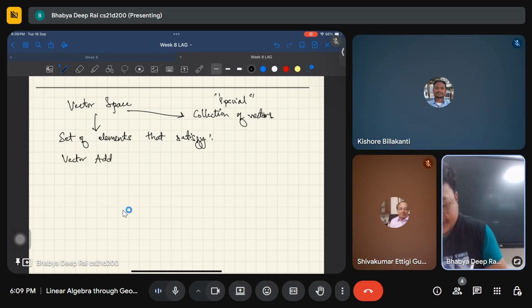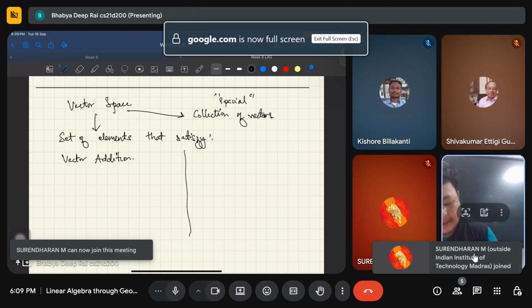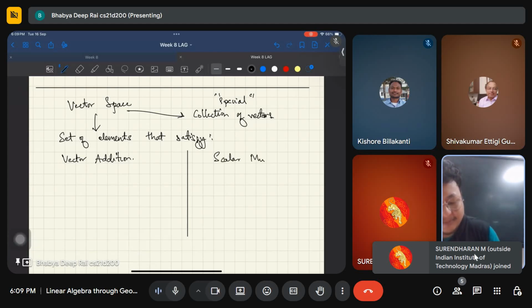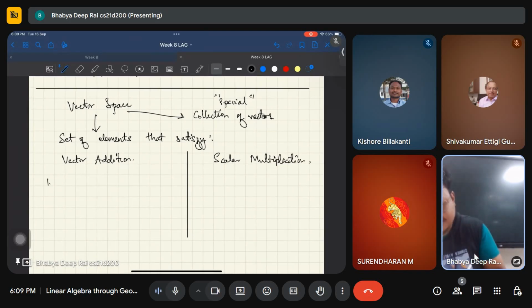There are two types of operations that you can do: vector addition and scalar multiplication. On vector addition, it should be closed, so closure, rather. What does closure mean? If you have two vectors v1 and v2, and they belong to a vector space, then v1 plus v2 belongs to the vector space.